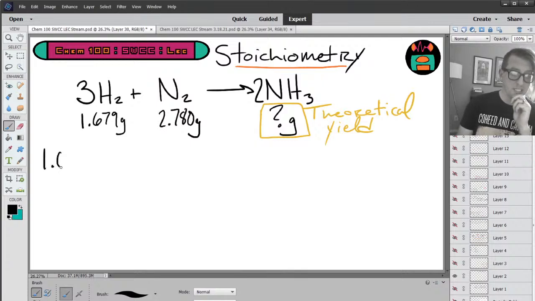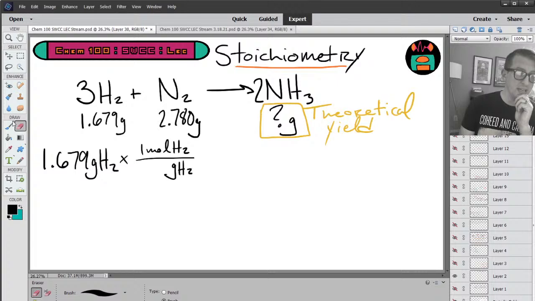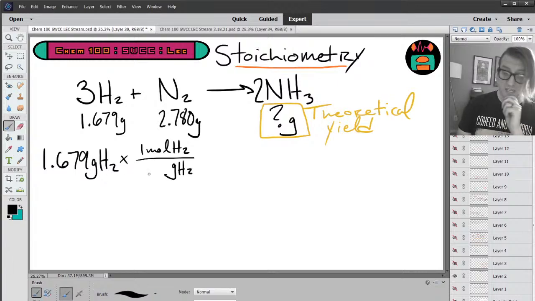All right, so let's start with hydrogen. We have 1.679 grams of hydrogen. That's our initial amount. And we need to convert from grams of hydrogen to moles of hydrogen, right? The molecular mass for hydrogen is 2 times the mass of one hydrogen atom, so 2.016. And grams of hydrogen cancel.